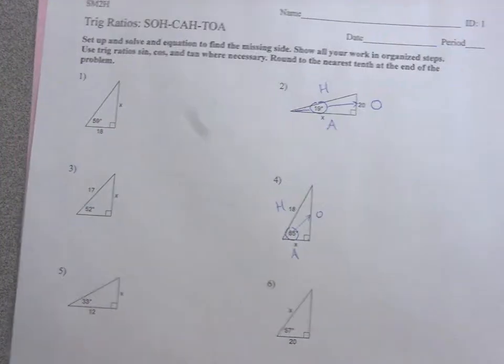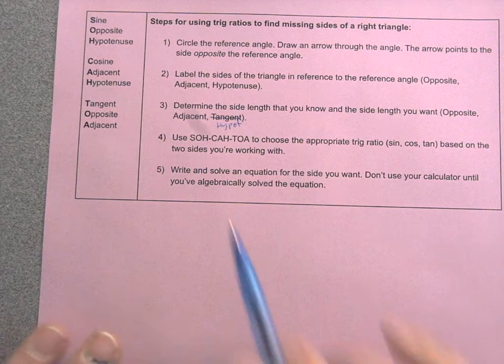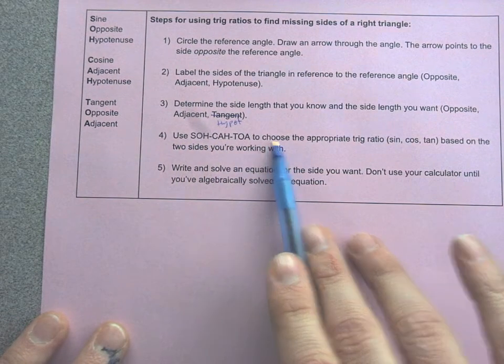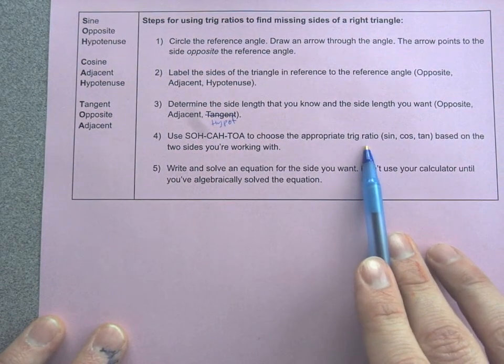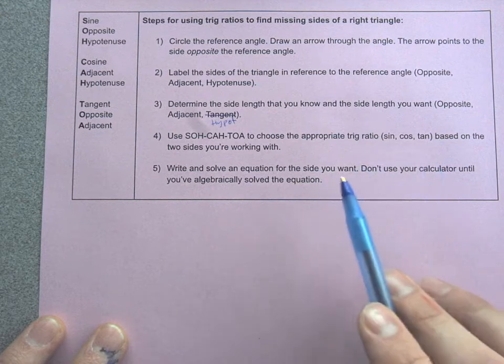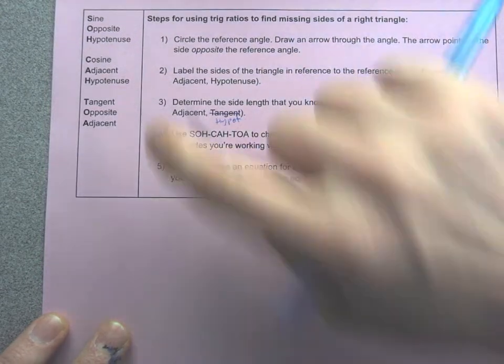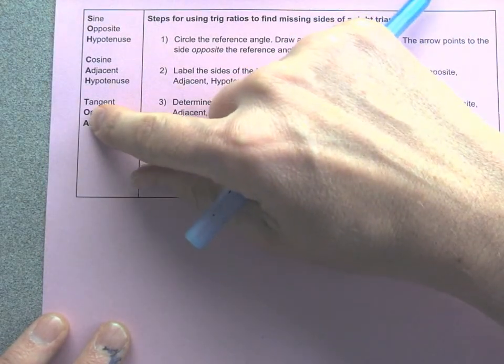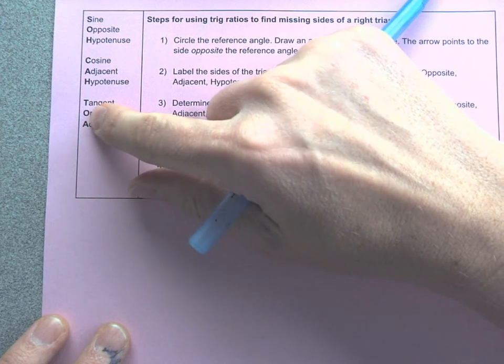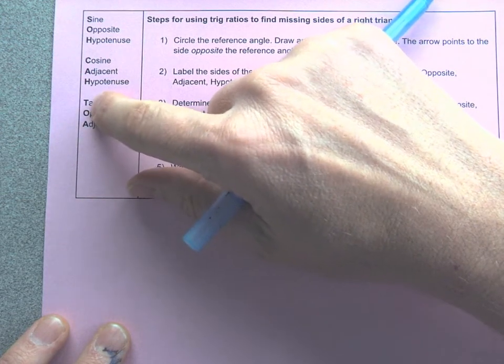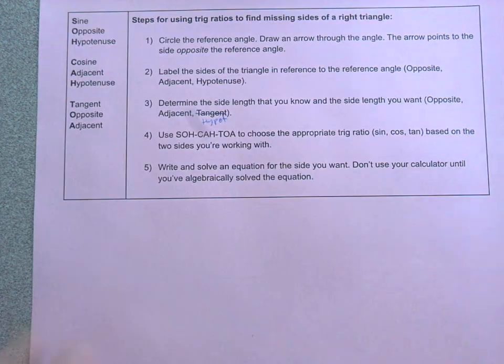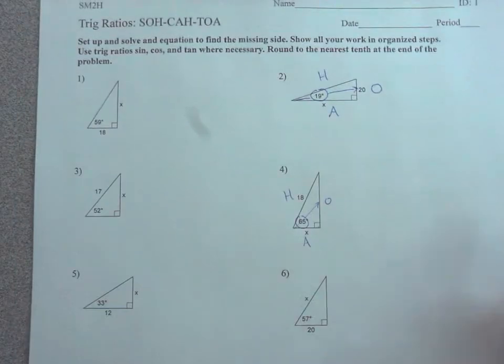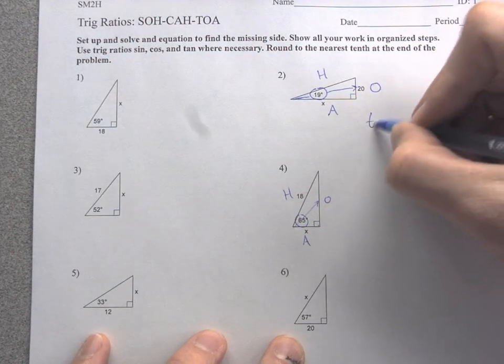So I go there, this is step 4. I use SOH-CAH-TOA to choose the appropriate trig ratio, right? Sine, cosine, or tangent based on the sides. I just identified that I'm working with the O and the A, right? So since I have the O and the A, I'm going to use tangent. Tangent is the trig ratio that I'm going to use. So I know this is going to be a tangent. Okay.